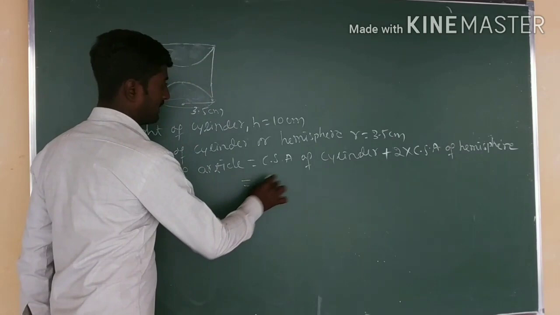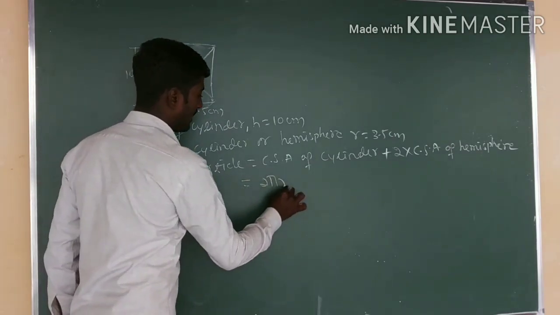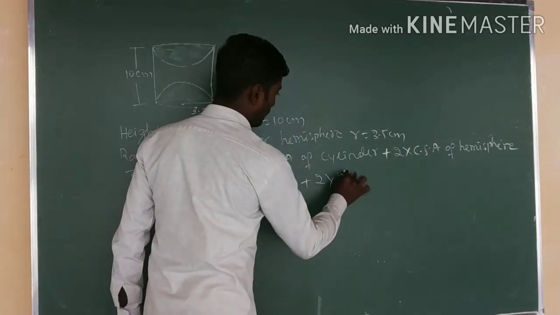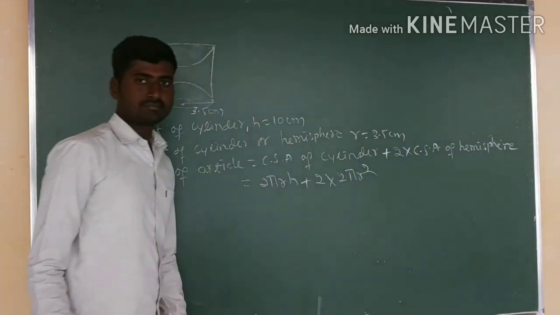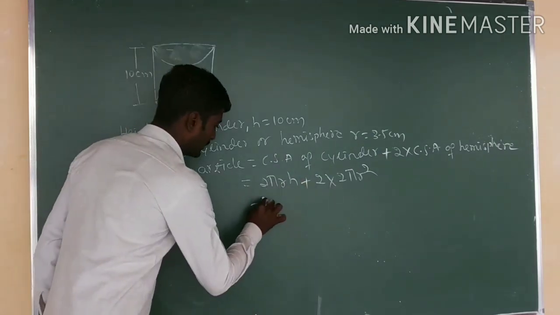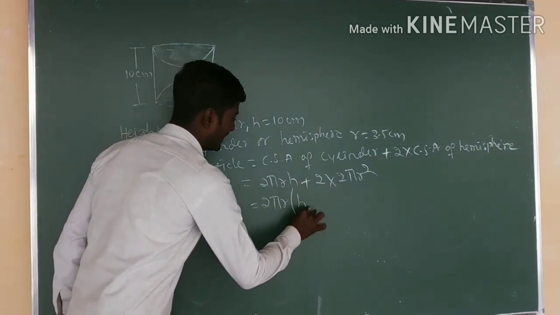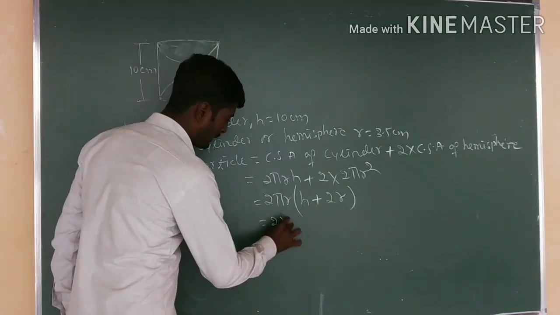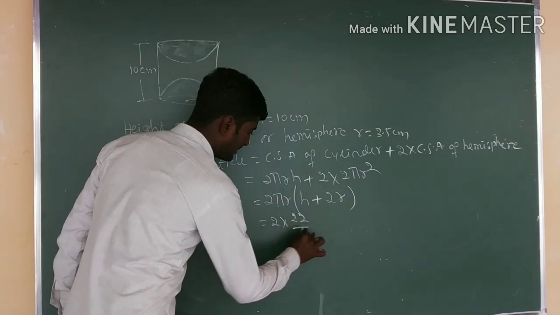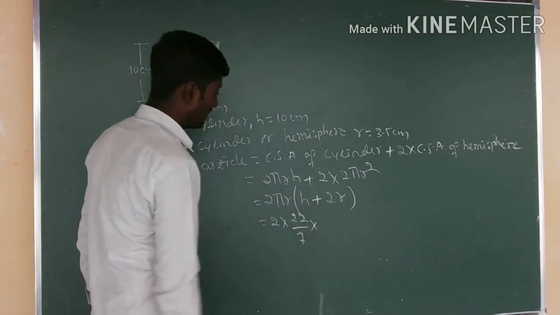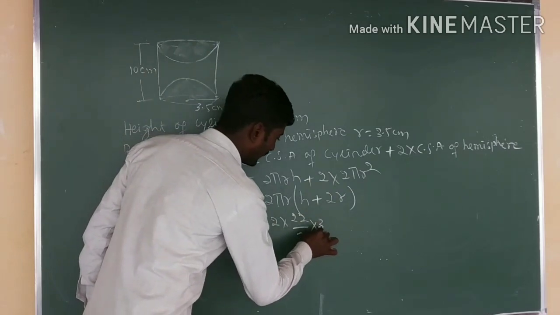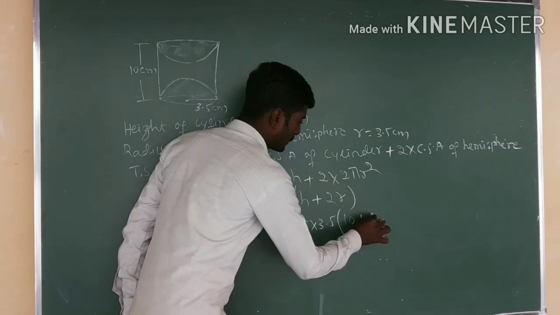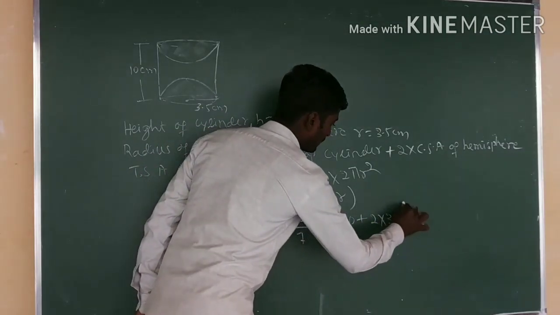Now let us write the formula. CSA of cylinder, that is 2 pi R H, plus 2 into CSA of hemisphere, that is 2 pi R square. Now let us take common 2 pi R. Inside what will be there? H plus 2 R. Let us substitute the values. 2 into pi value is 22 by 7. R value is 3.5. H value is 10 plus 2 into R value is 3.5.